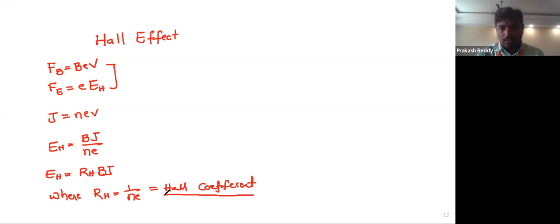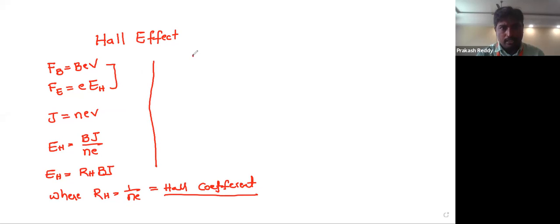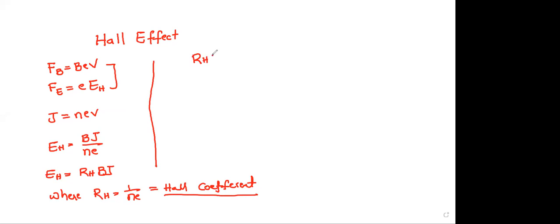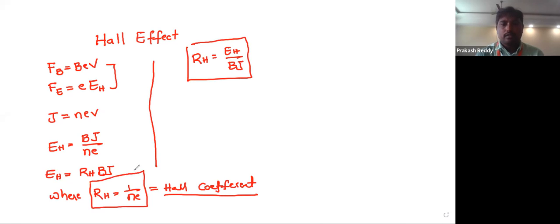Why are we using the Hall coefficient? To identify the type of material we use the Hall coefficient. This is the relation between RH and EH: RH equals EH by BJ. First relation, EH by BJ. And remember this RH equation also: RH equals 1 by N into E. This is the relation between these two quantities.